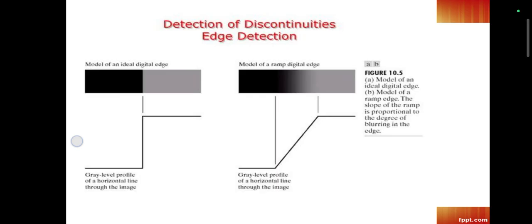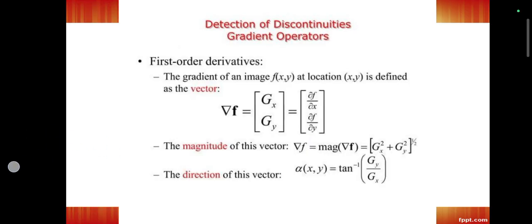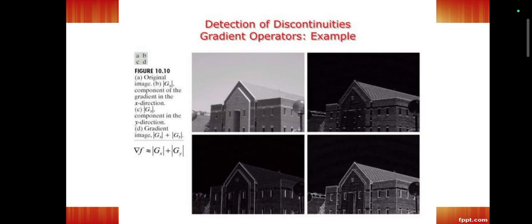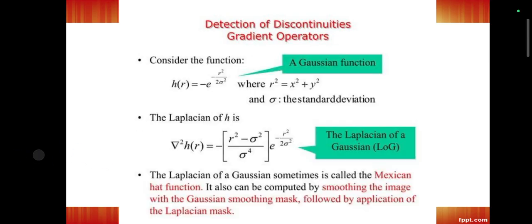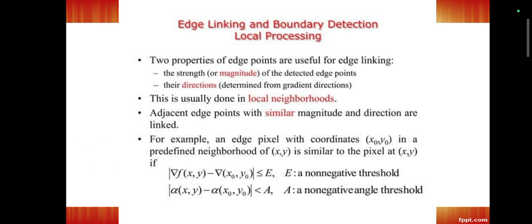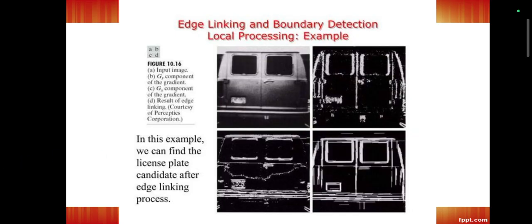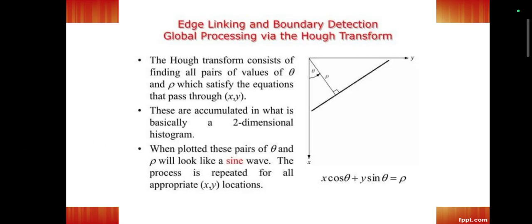Detection of discontinuities: edge detection, line detection, and point detection. These all work like this, using masks or Prewitt or Sobel operators. Simply, these are some examples of detection of discontinuities using gradient operators. Here, after performing edge detection, these are the sample images considered, and using them edge detection and discontinuities are obtained.